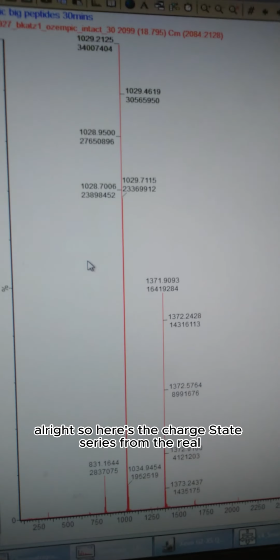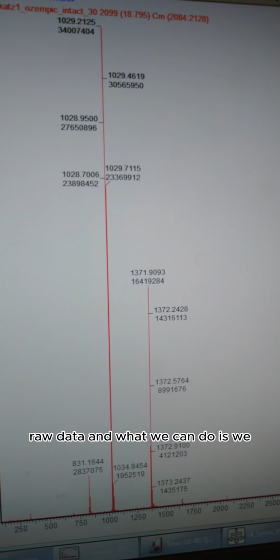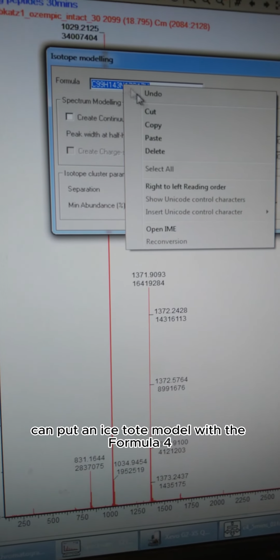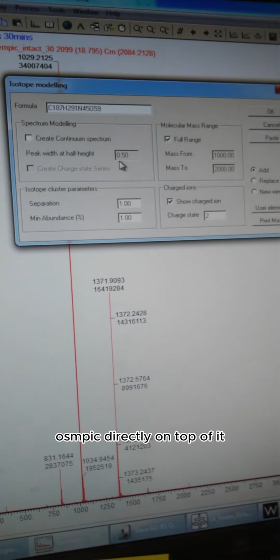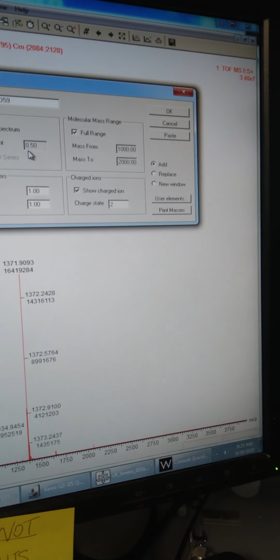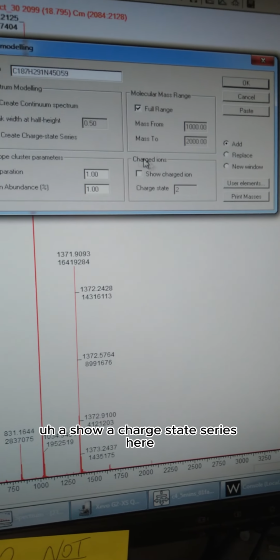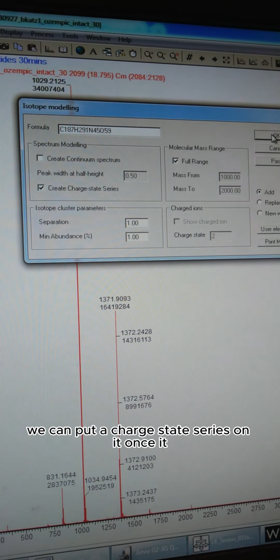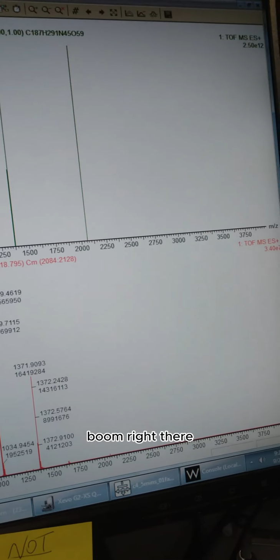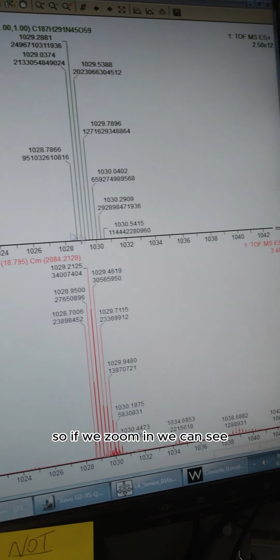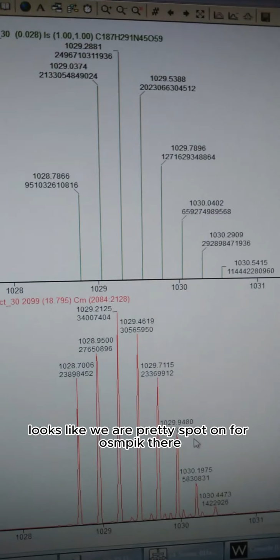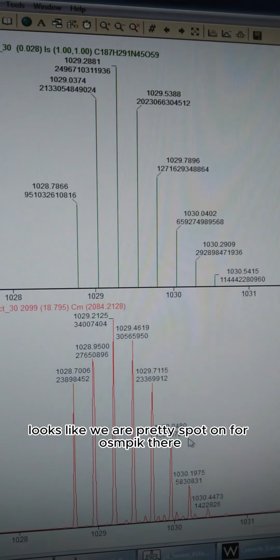Alright, so here's the charge state series from the real raw data, and what we can do is put an isotope model with the formula for Ozempic directly on top of it, and it should show a charge state series here. We can create a charge state series on it. Let's hit boom right there. And if we zoom in, we can see we are pretty spot on for Ozempic there.